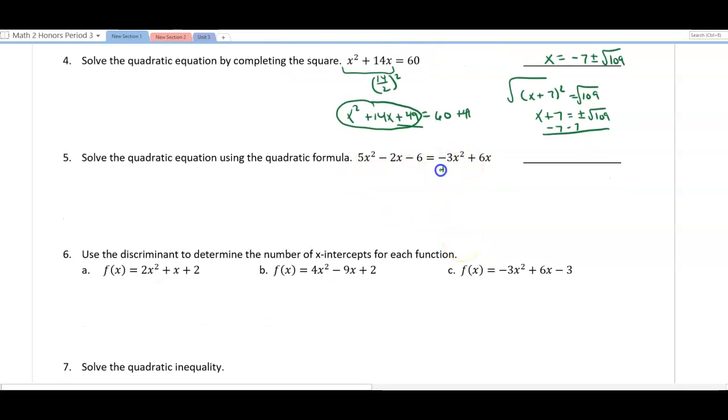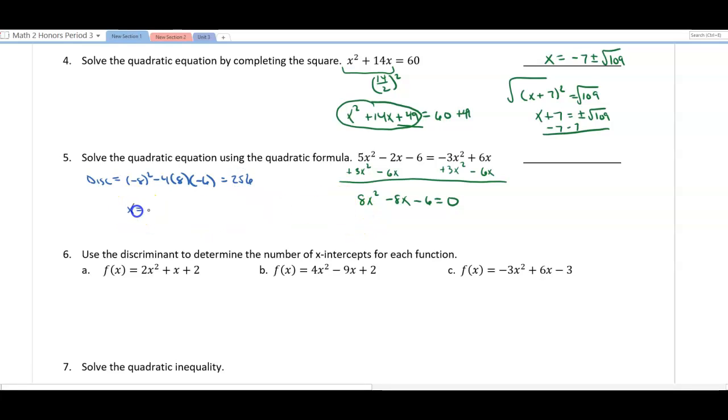Number 5. First thing I have to do to solve it using quadratic formula is set it equal to 0. So I'm going to add 3x squared to both sides, subtract 6x from both sides, and I end up with 8x squared minus 8x minus 6 now equals 0. So I can go over here now and find the discriminant. So negative 8 squared minus 4 times 8 times negative 6 will give me a discriminant value of 256.